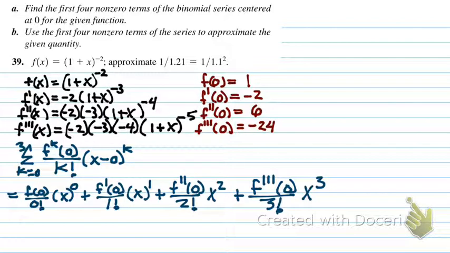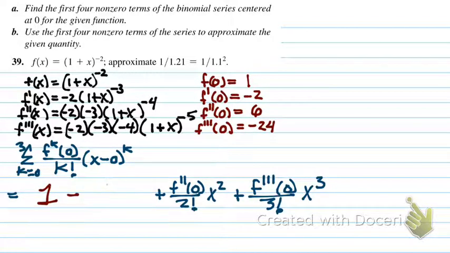f of 0 is 1, divided by 0 factorial is 1. x to the 0 is none, so that's a 1. Then that's a minus 2x, because I put that in there. This one a little bit slower. f double prime of 0 is 6. We saw that. So divided by 2, that's a 3. Move that over there.